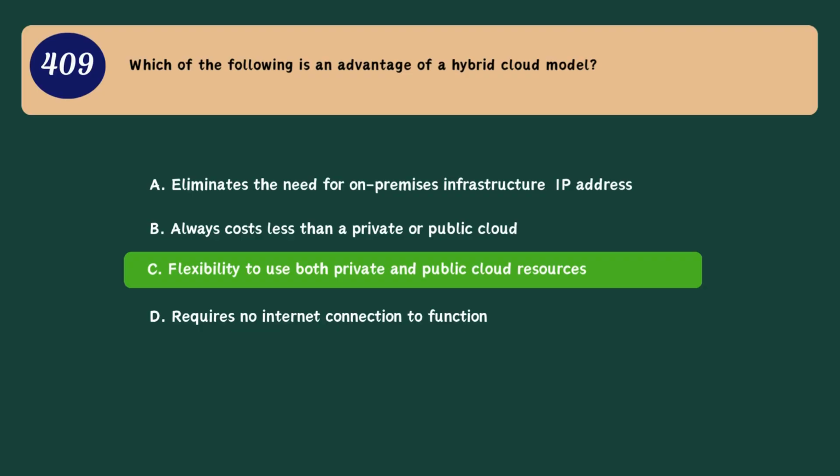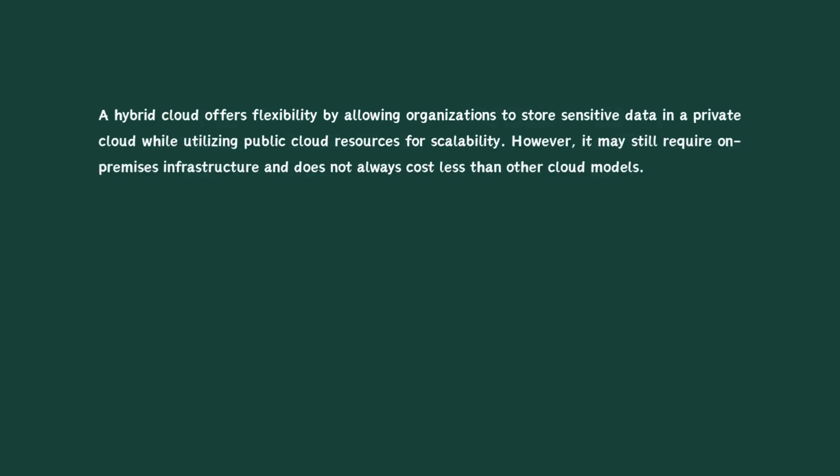Correct answer: C. Flexibility to use both private and public cloud resources. A hybrid cloud offers flexibility by allowing organizations to store sensitive data in a private cloud while utilizing public cloud resources for scalability. However, it may still require on-premises infrastructure and does not always cost less than other cloud models.